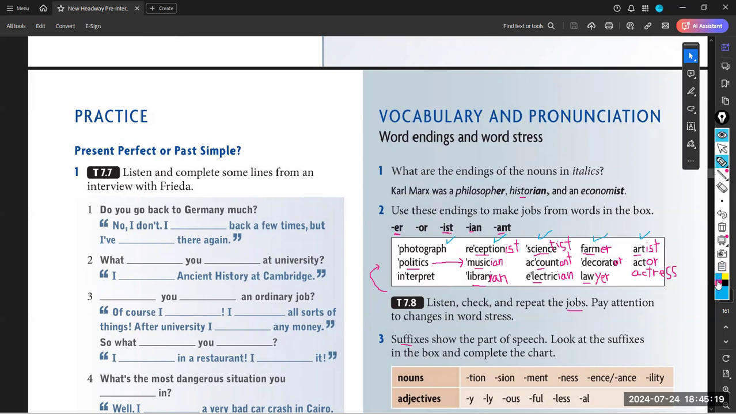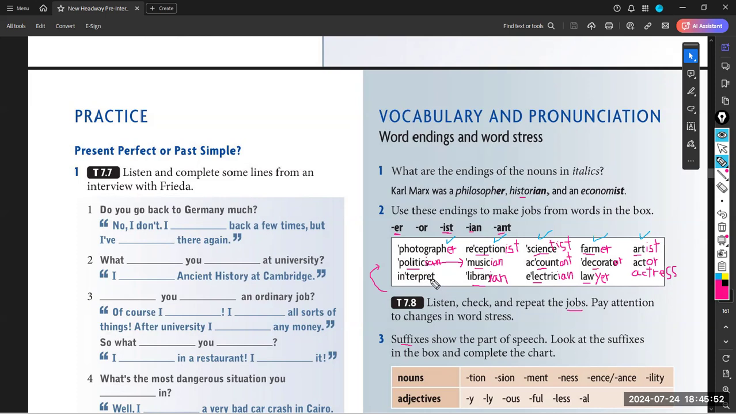Let me write the word because I want to ask you to read them. Now, politician. I-A-N, and I have to say it as shin. So, politics, politician. Musician. Accountant. Decorator. Actor. Okay. Wait, we still have this word.